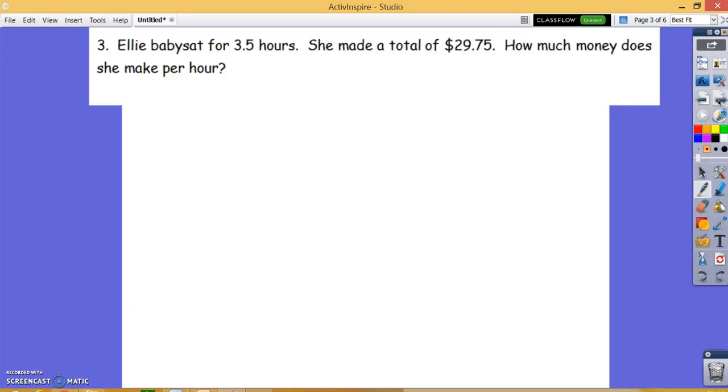Okay, number 3. Ellie babysat for 3.5 hours. She made a total of $29.75. How much money does she make per hour? Okay, step 1, we need to annotate this. We see 3.5 hours, which is important, and we see her total. Now we need to annotate the important words. 3.5 hours, she made a total. So I know it's going to be something, something, something equals $29.75. How much money does she make per hour?